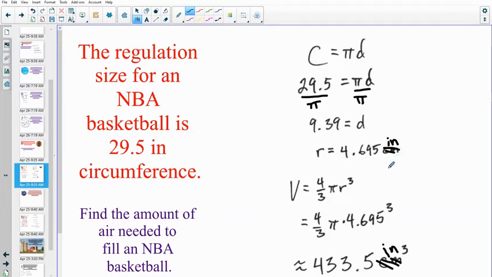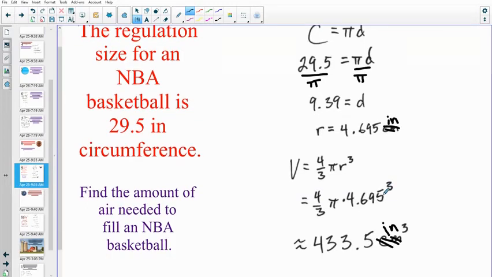And then finally, if I want the volume of a basketball, I've got a formula. The volume is 4/3 pi r cubed, and 4/3 times pi times the radius, 4.695 cubed. I got 433.5 inches cubed.